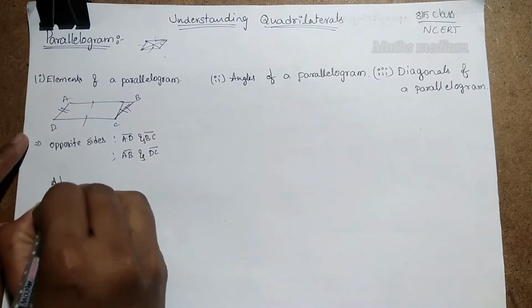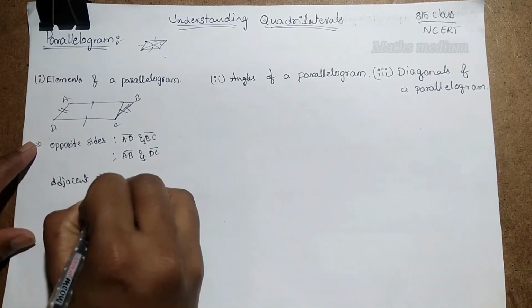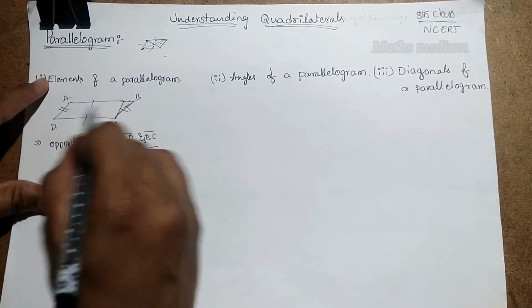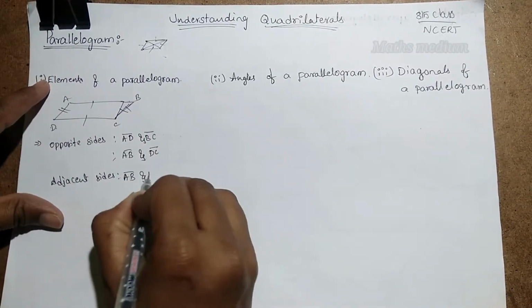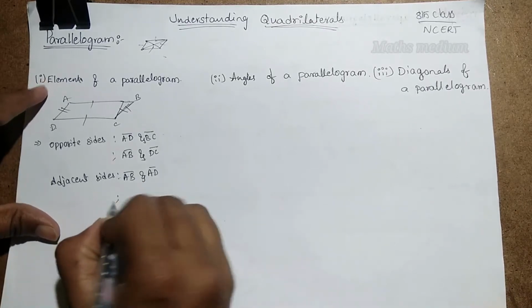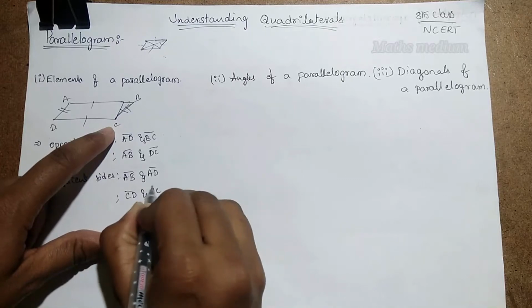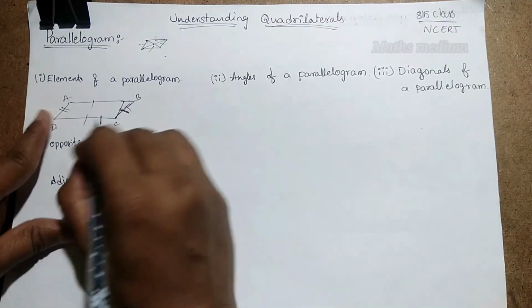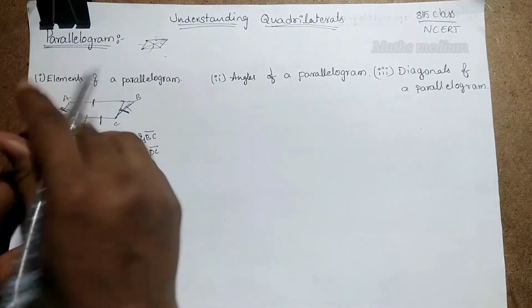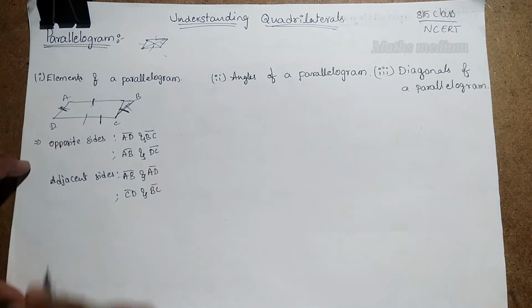Coming to the adjacent sides, here AB and AD are adjacent sides. So AB bar and AD bar. Similarly, CD bar and BC bar. These two are adjacent sides. So see here, this and this are adjacent to each other. This line and this line are adjacent to each other. So this is about the opposite sides and adjacent sides.